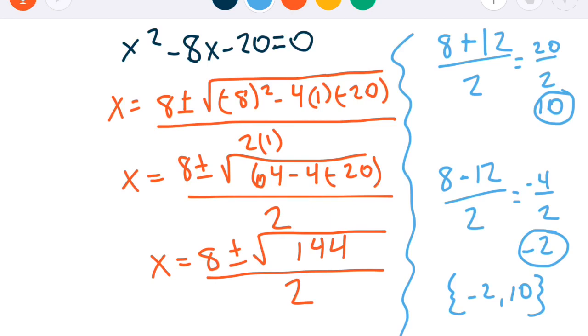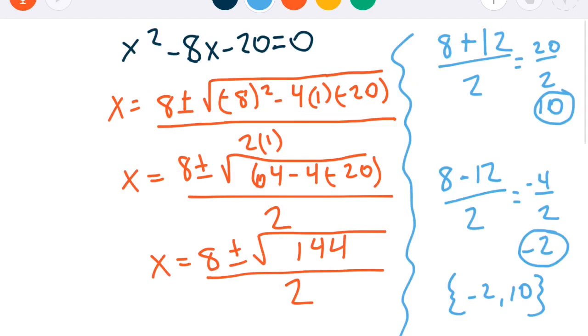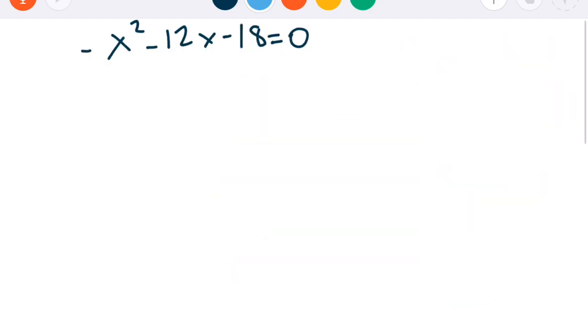It looks crazy, right? This looks like a very scary formula, but with a little bit of practice, and once you get the hang of it, you can start getting used to it. We're going to do 2 more problems here.